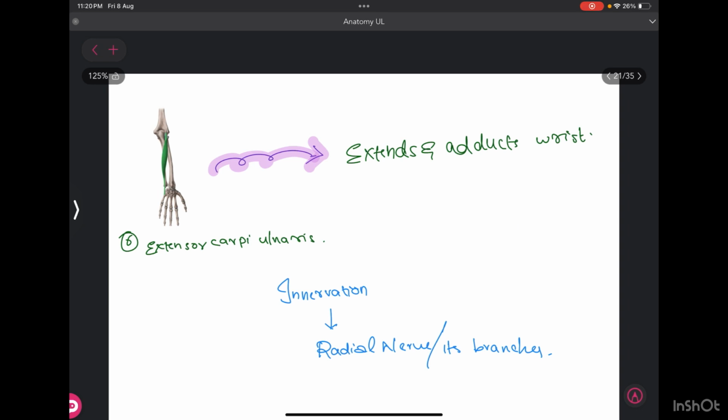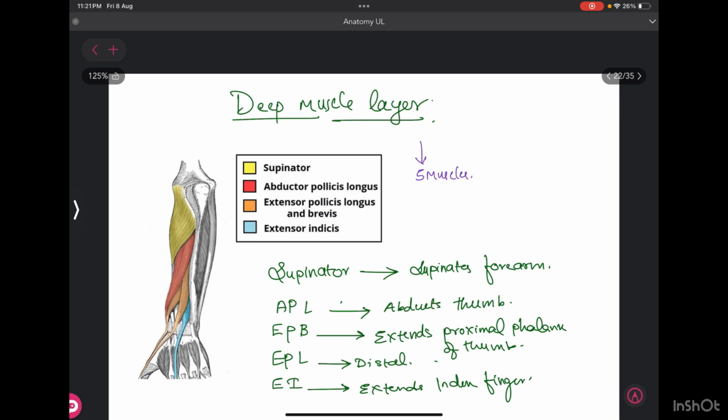Then comes the last muscle, the extensor carpi ulnaris. It is ulnaris, so it will be related to the medial side, that is the little finger. The function is that it extends and adducts. There we studied abduction; here ulnaris corresponds to adduction of the wrist. And what will be the innervation? It is of course the radial nerve and its branches. The posterior compartment is supplied by the radial nerve.